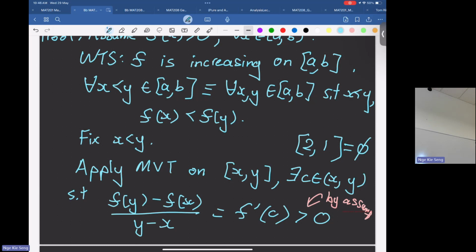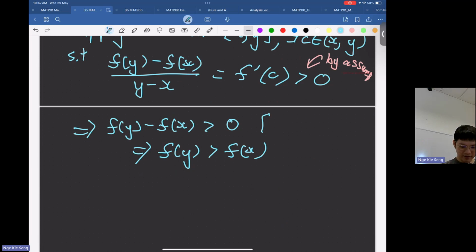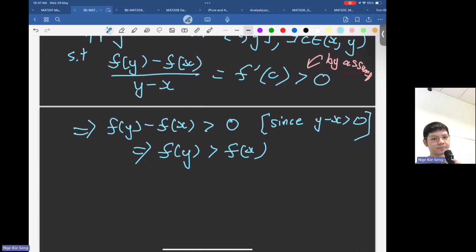For increasing, we just need to check for x less than y. If not, then maybe you need to do different stuff. So if y is less than x, then this part is negative. If this part is negative, then you might swap the inequality here. Okay or not? Okay, so this part here, since y minus x is greater than 0, I think this is a very good point to see.